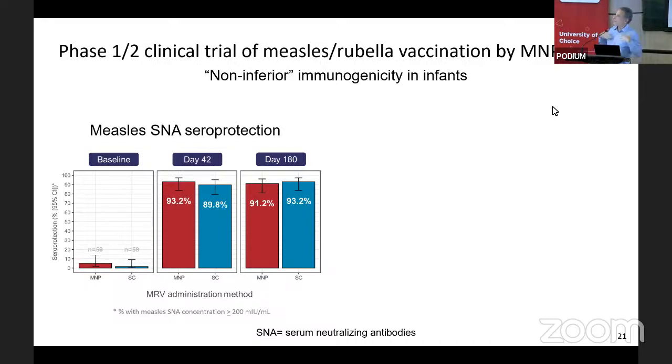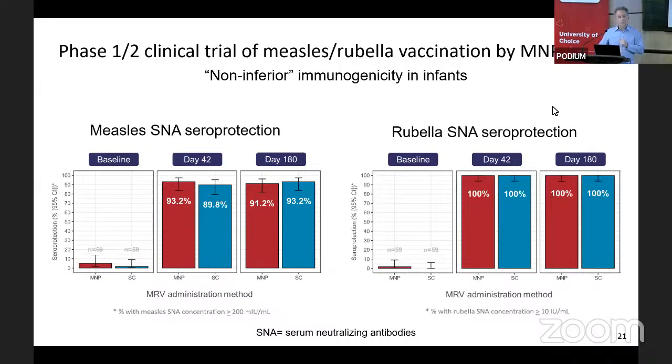So measles vaccine has been given long enough that if you have a certain antibody level, it's known that that correlates with protection against getting measles. The red bars are the microneedle patches. The blue bars are the subcutaneous injection vaccines. At baseline, there was just a little bit of background, some kids who'd been exposed to measles somehow and had some antibodies. Day 42 and day 180, you can see a very robust response where there's no significant difference between the response to microneedle patch and subcutaneous vaccination. The story with rubella is even clearer, where 100% seroprotection was seen in all of the subjects. So from an immunogenicity standpoint, things look promising.